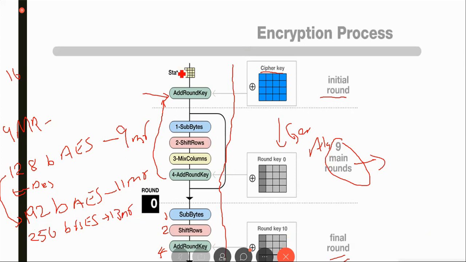If it is 192-bit AES, obviously your state matrix and your ciphertext will change. It will be 192 bits there, but you will have 11 main rounds of operation. And for 256-bit, you have 13 main rounds of operation. The initial round and final round are the same. The transformation functions are all the same. Likewise, there is also a 512-bit AES which has come up very recently. But it has not started being used much within industry standard algorithms. Usage is still mostly 128-bit and 256-bit.